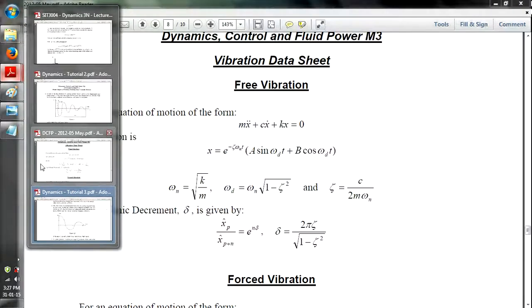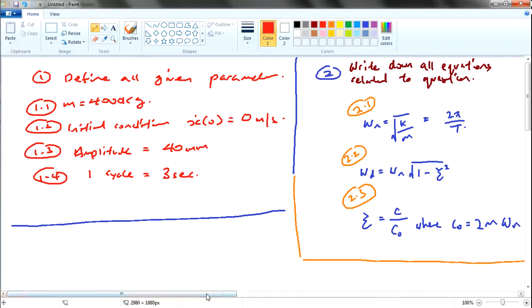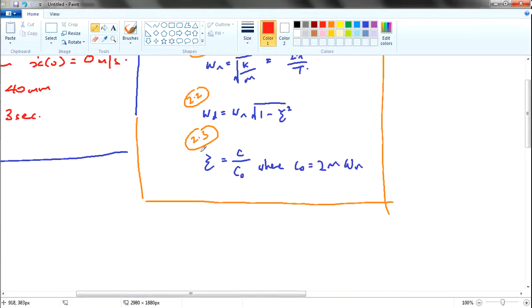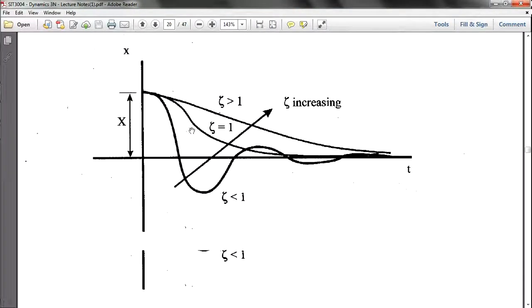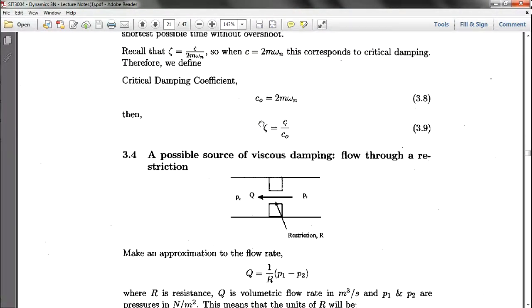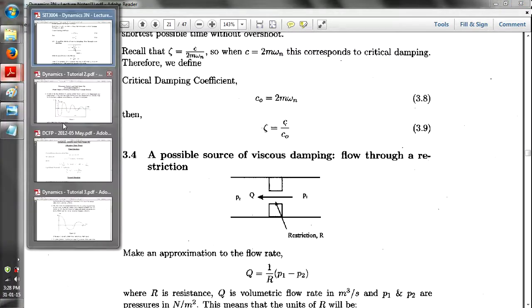So if you remember last time, we said that the damping factor is equal to C over C naught. It was vaguely announced, but let's explicitly announce it over here. So C over C naught. Your book itself also tells you. If you go back to here, this is the critical damping coefficient, so you have to really take note of it.